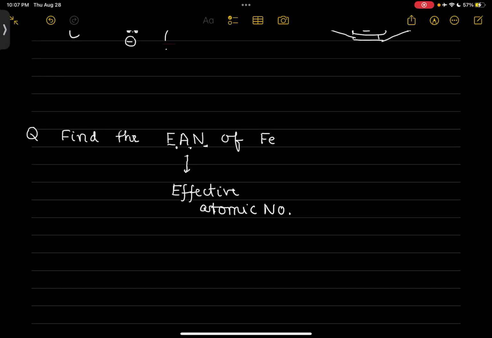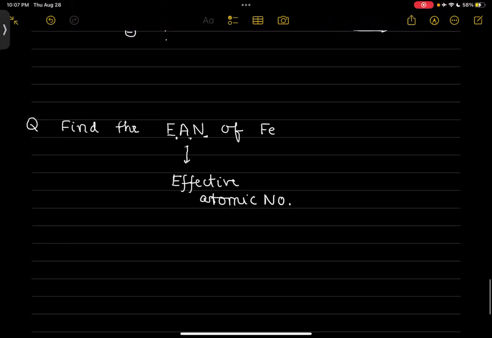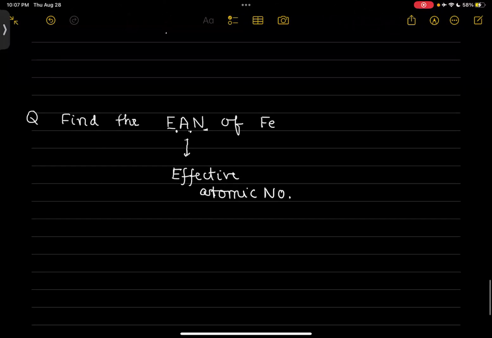So in this, EAN is basically the effective atomic number, which tells us about the total electrons. And whether the EAN rule is being followed or not depends upon the total number of electrons. Are they matching with the total number of electrons present in the noble gas? If they are matching, then EAN is followed. And if they are not matching, we will say that the EAN rule is not followed. Are you getting my point or not? I will give you an example.